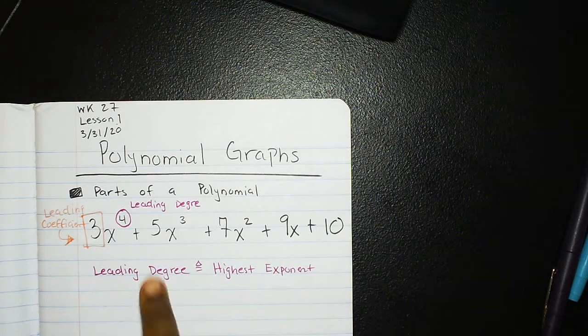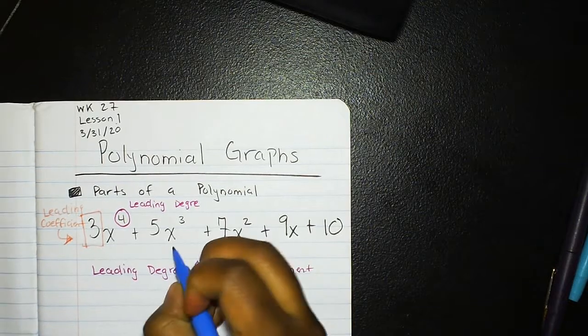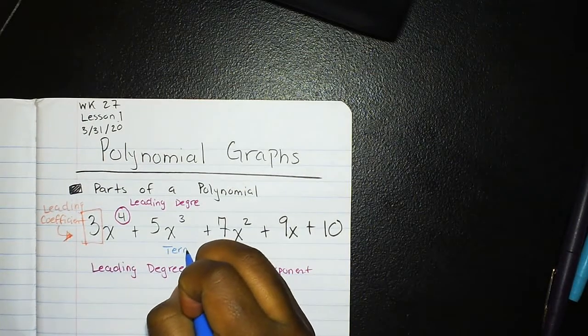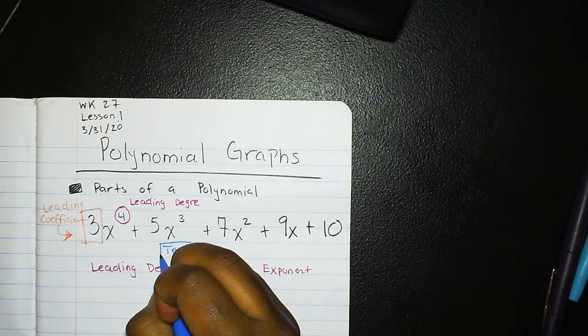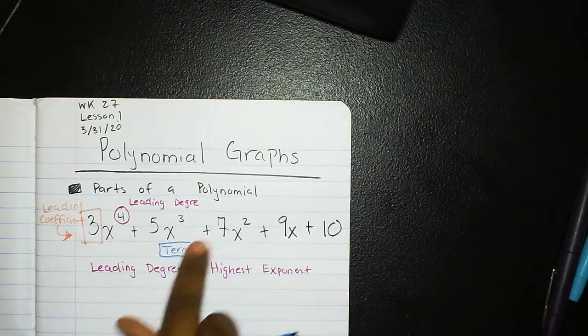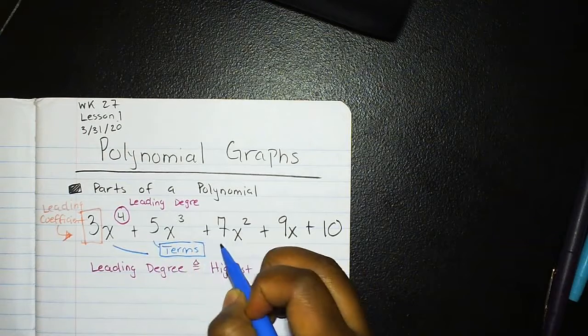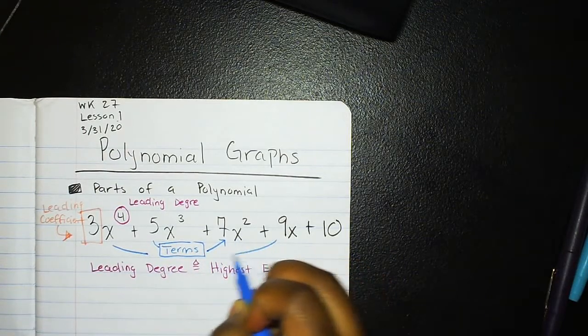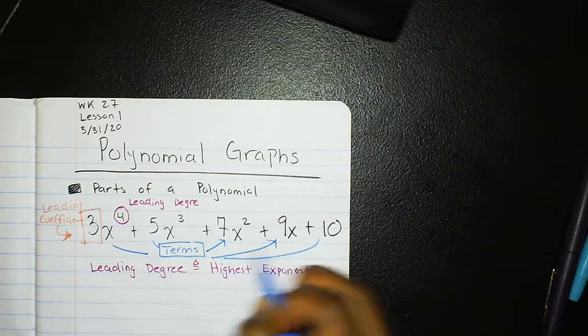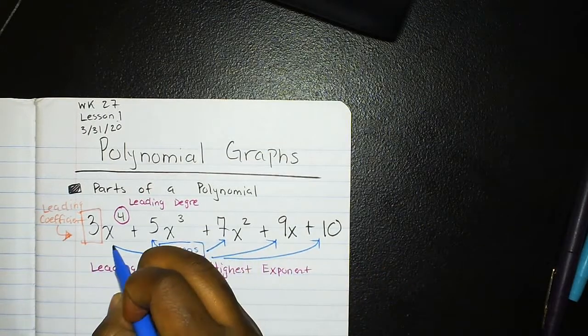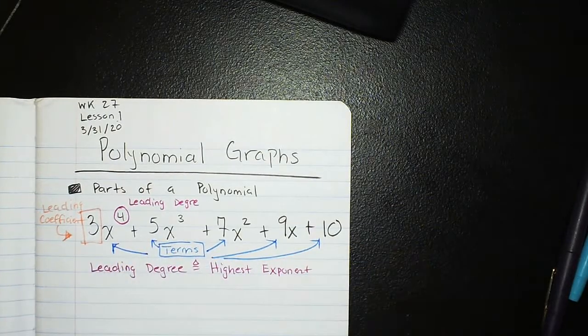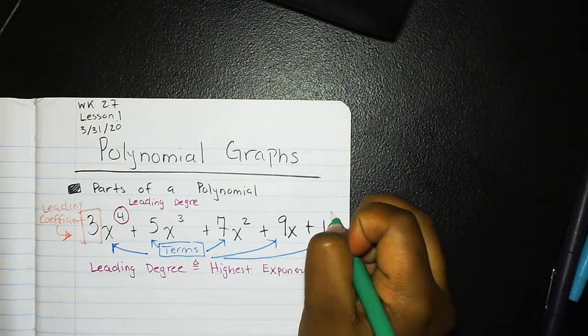All right, so all these parts in between are called terms. And terms are separated by either a plus or minus sign or operator. So this is a term, this is a term, this is a term, this is a term, and even 10 over here is a term. These are all terms.